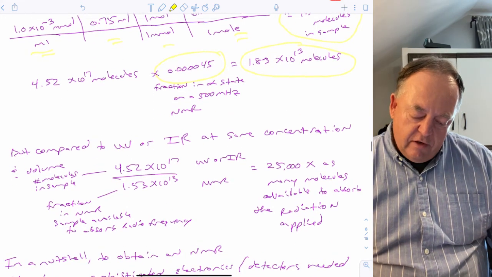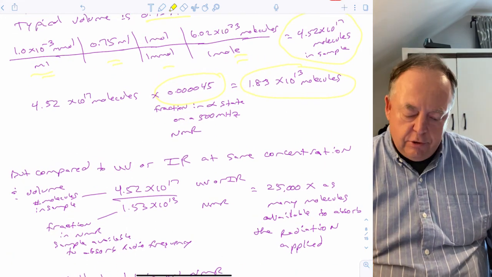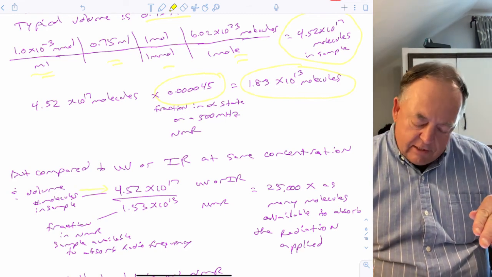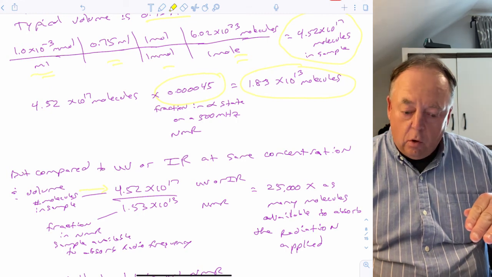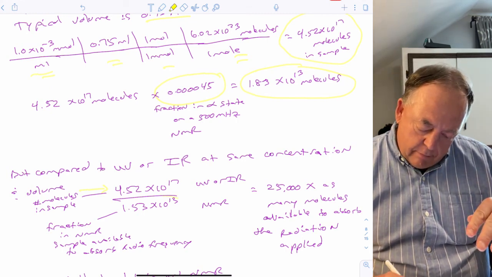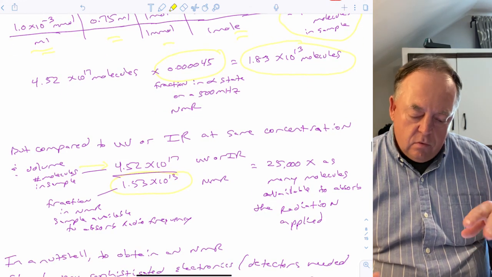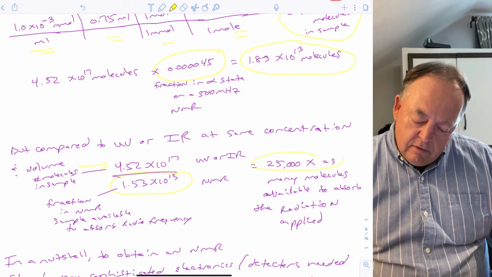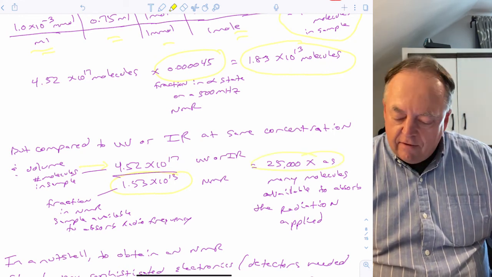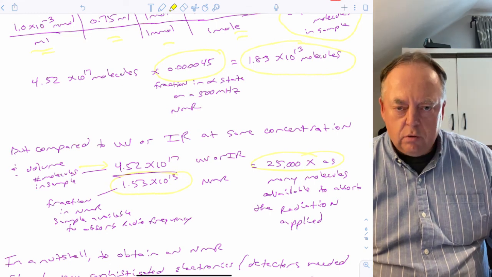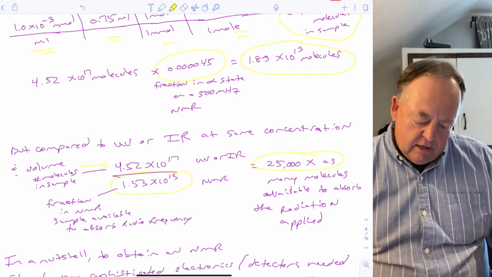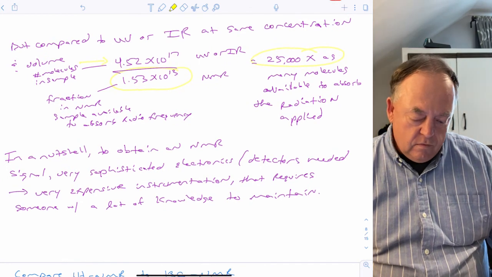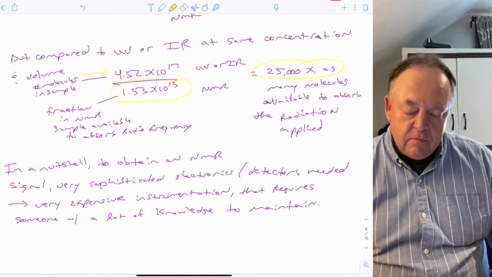So if we compare that to UV or IR, we said all of the molecules in a UV experiment start in the ground state. So if we took that number, that's how many are in the ground state in UV or IR, and divide that by the number of molecules in NMR that are going to be available to give rise to the signal, then for UV or IR, there's 25,000 times as many molecules available to absorb the radiation. So again, it illustrates the significance in NMR that you need really good detectors and to amplify the signal in order to see it.